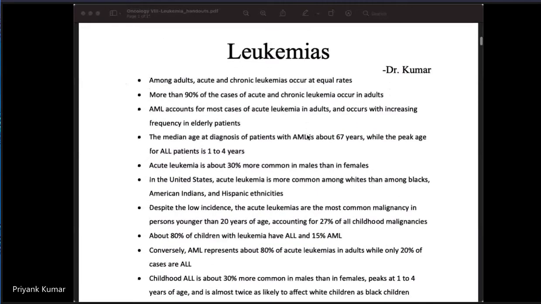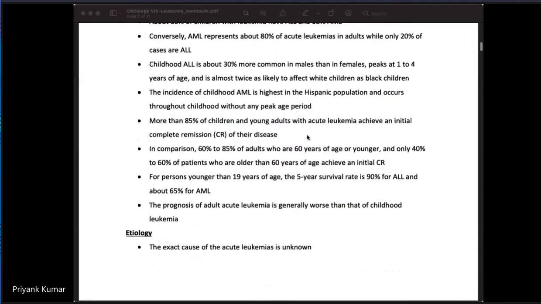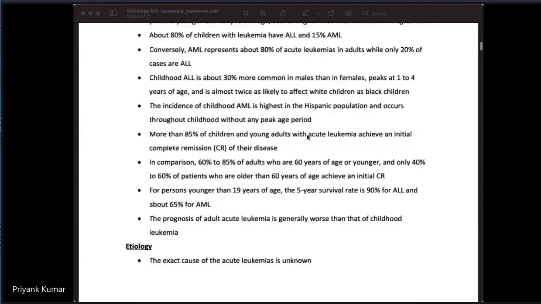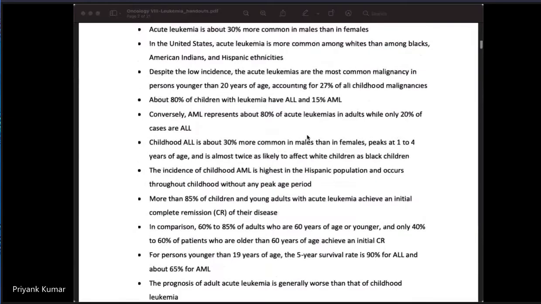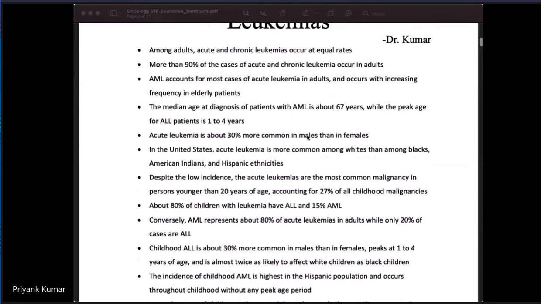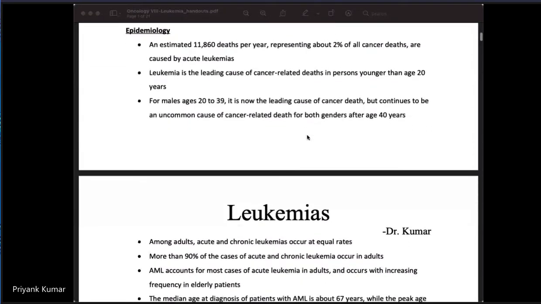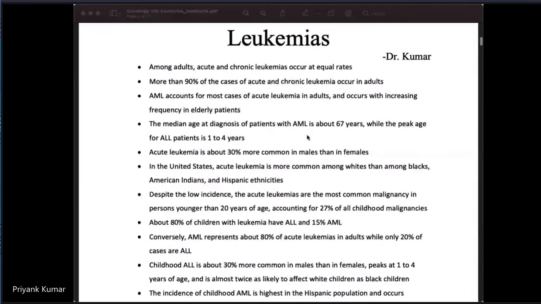Go through the epidemiology. It's important. The epidemiology and etiology are very important here. So let me tell you what is important. Among adults, acute and chronic leukemias occur at equal rates. AML accounts for most cases of acute leukemia in adults and occurs with increasing frequency in elderly patients.